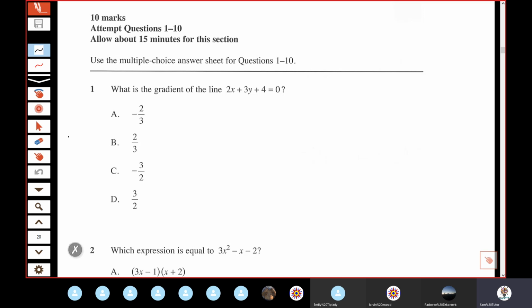All right, what is the gradient of the line? Answer? 2x plus 4 equals negative 3y, divided by negative 3. Remember, it's multiple choice, so you're not really going to get marks for working out, so no one really cares how you work them out. It's more about the answer.